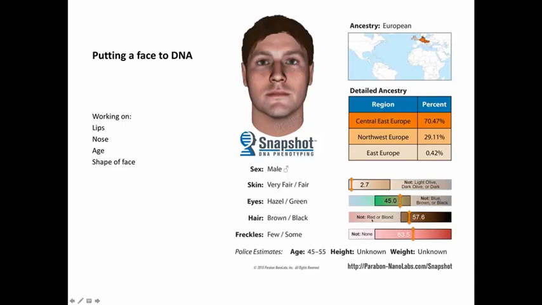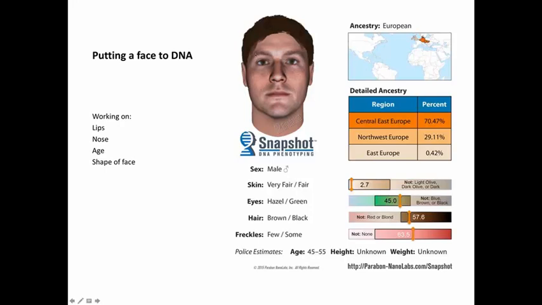How many freckles do you have? Do you have a cleft chin? Do you have earlobes that are connected or that are continuous down into the side of your face? Do you have a wide nose? Do you have a narrow nose? So they're working on being able to make a picture of the person to be able to help the police department.